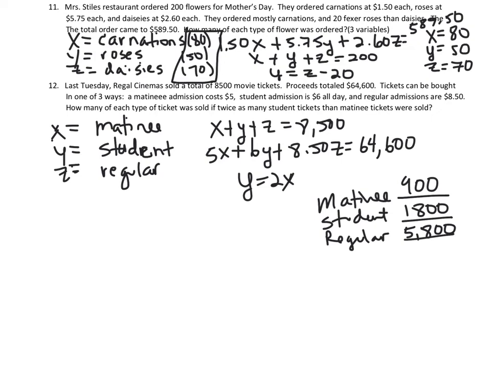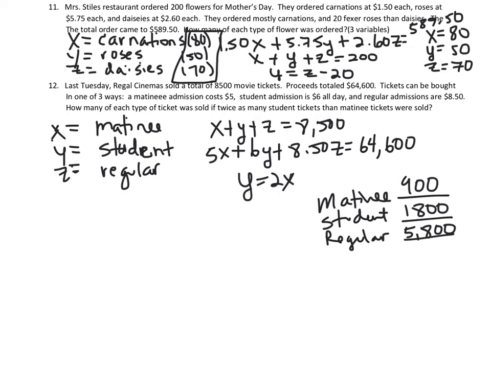Then the last hint they gave us was that, what was the last hint they gave us here? How many of each type of tickets? If twice as many student tickets than matinee tickets were sold. Okay, so that would be twice as many student tickets. So Y represents student tickets. So we take the matinee tickets times 2. That's going to give us how many student tickets we have.